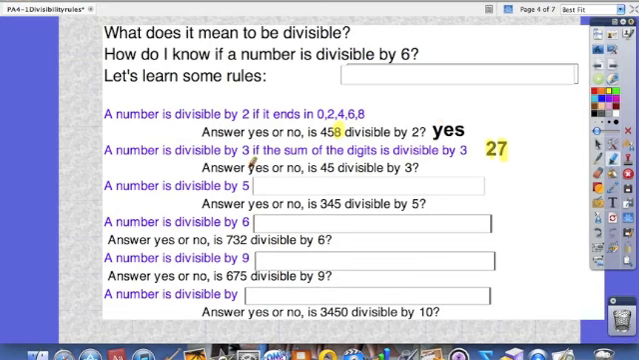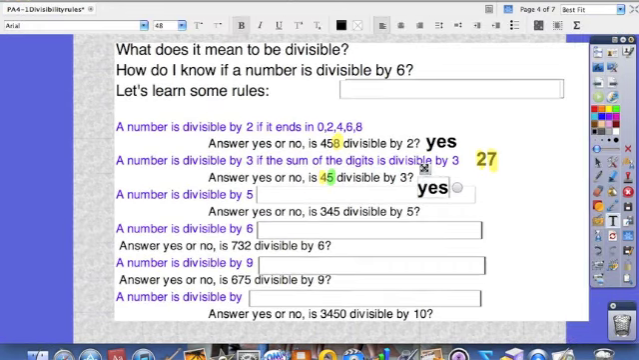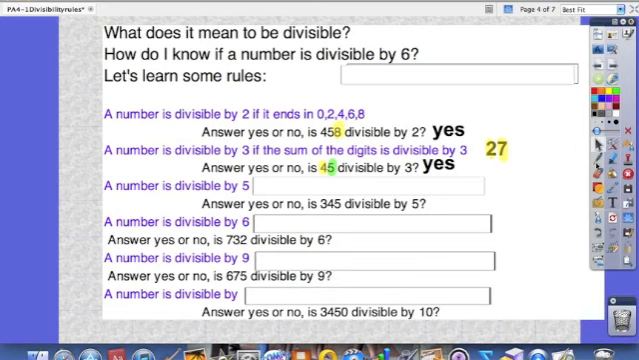Well, let's try this example. 45. One digit is 4, and the other digit is 5. 4 plus 5 is 9. Is 9 divisible by 3? Yes. Since 9 is divisible by 3, we can say that 45 is also divisible by 3. Pause the movie now and copy these two divisibility rules and the example problems into your notes.